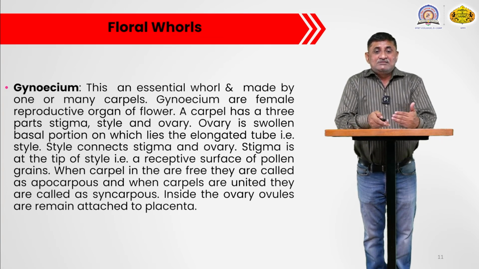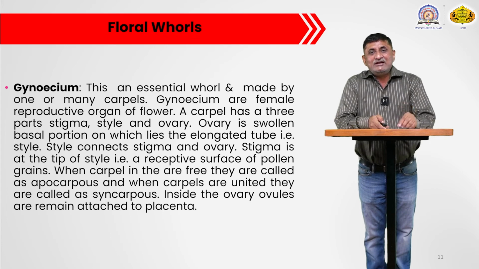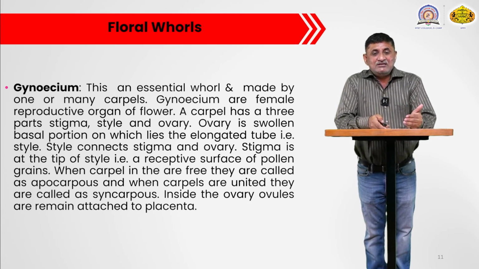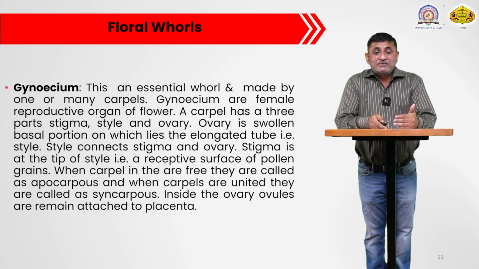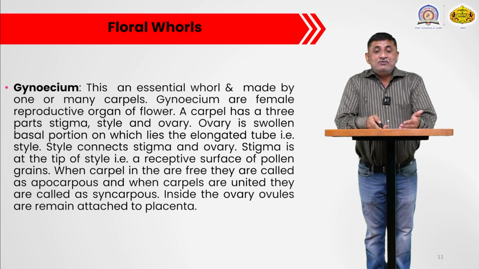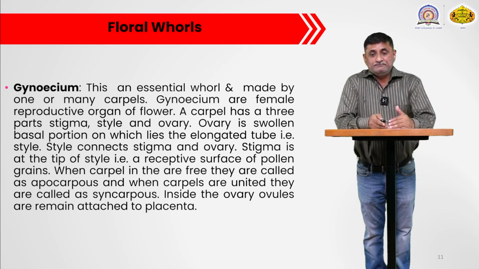The stigma is nothing but a receptive center for the pollen grains that is present at the tip of the style. The style is an elongated stalk-like structure that is a connection between the stigma and the basal ovary. The stigma is at the tip of the style, the receptive surface for pollen grain. When carpels in the flower are free, they are called apocarpous carpels, and when they are united, they are called syncarpous carpels. The style connects the stigma and ovary.